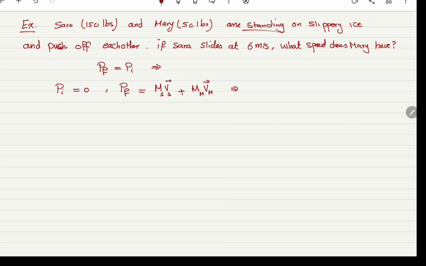But the mass of Sarah is 3 times the mass of Mary. So in this case, keep the momentum constant for both girls. The velocity of Mary has to be 3 times more compared to the velocity of Sarah. So in numbers, the velocity for Mary has to be 3 times the velocity of Sarah, or 18 meters per second.